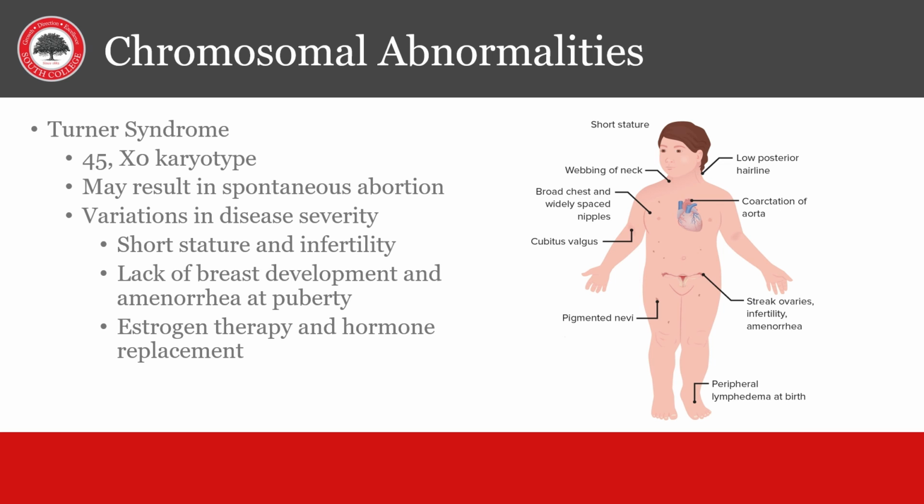Turner syndrome is seen in women with only 1 X chromosome and no other sex chromosome. These patients may be spontaneously aborted and never make it to birth, but some do survive. They have short stature, webbing of the neck, and decreased IQ. They lack breasts and have amenorrhea. They need estrogen therapy starting at a young age.